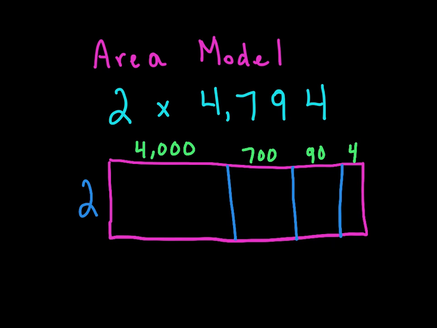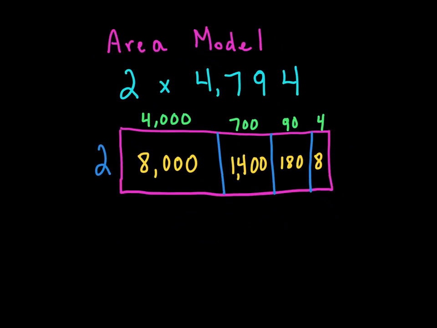2 times 4, well, that's 8, and then we add the 1,000 on. 2 times 7 is 14 with 2 zeros. 9 times 2 is 18 with 1 zero. 2 times 4 is 8. Now we need to add up our partial products.